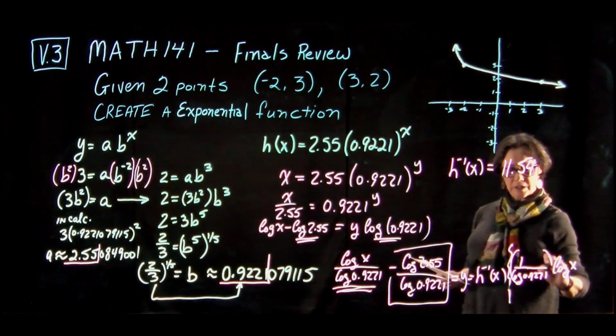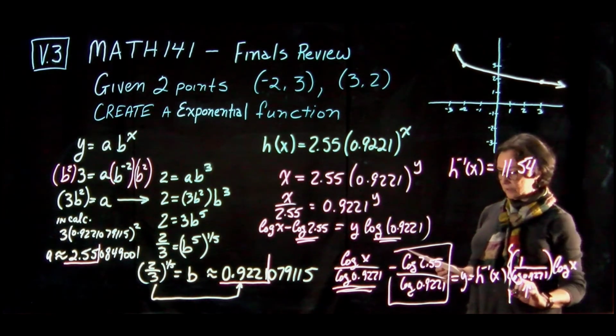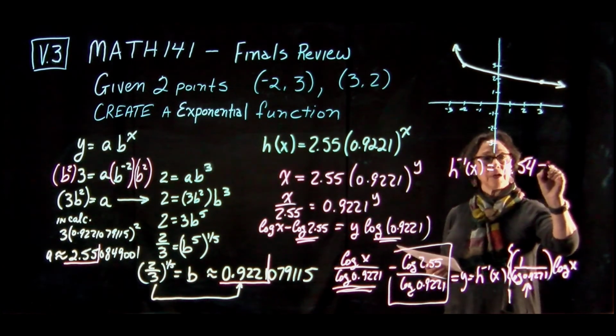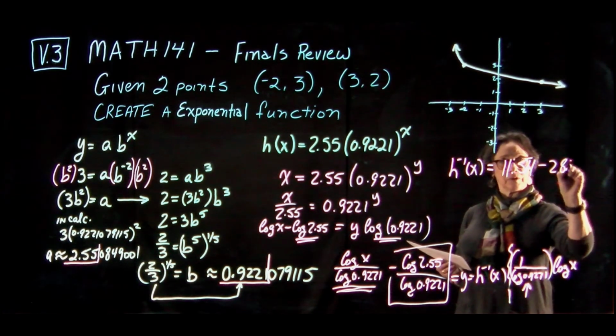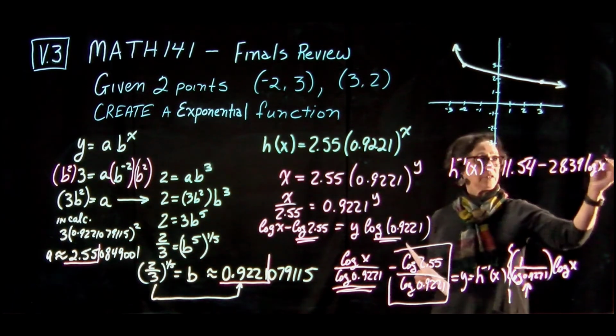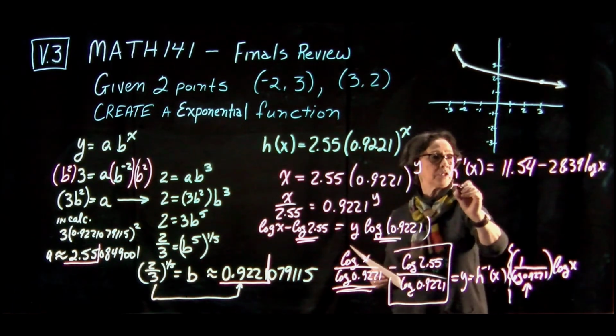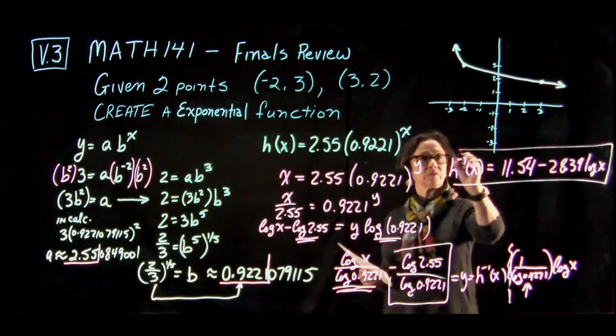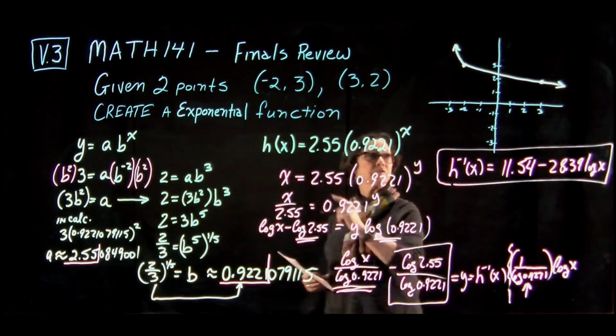This part here is easy to put into the calculator. And when I did that, I got a minus 28.39, and the log of x stays on in the equation. So this is the inverse function to the original function.